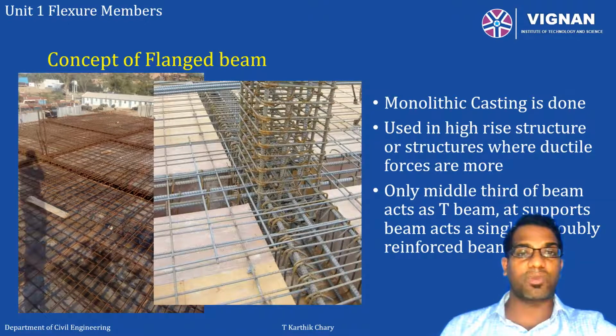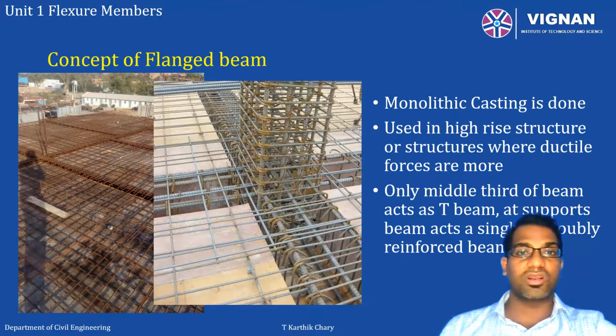If you take a look at the pictures which I have shown on the left side, you can see that a part of the rectangular section beam is embedded into the slab. This is normally done in very huge, high structures where more ductile reinforcement is needed. And remember that only the middle third portion of the continuous beams is considered to be a T-beam, whereas near the supports, it should be considered as a rectangular section due to the change in the sign of the bending moment.